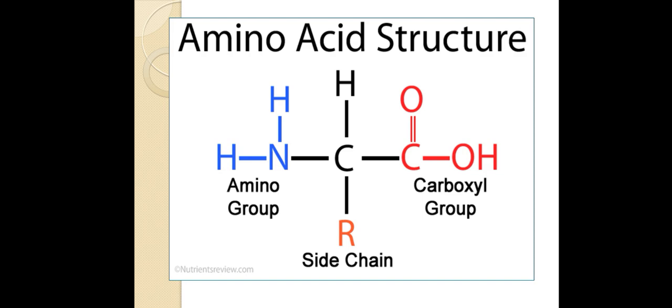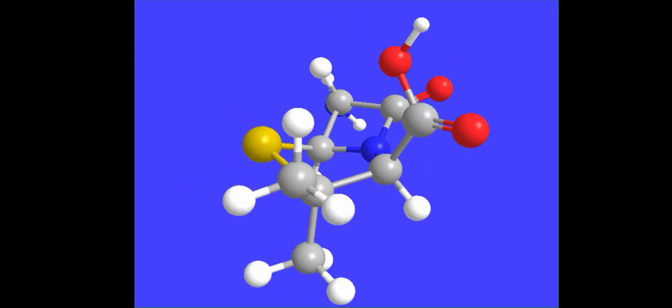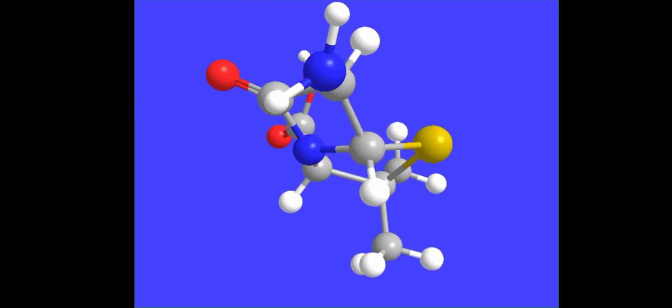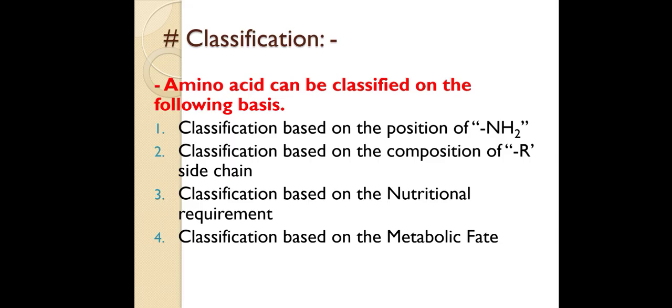This is the general structure of amino acid. We are seeing here that the carbon atom is situated at the central point and two other groups are attached at the sides, that is the carboxylic group and the amino group. This is the 3D structure of amino acid. Now we will watch further classification.